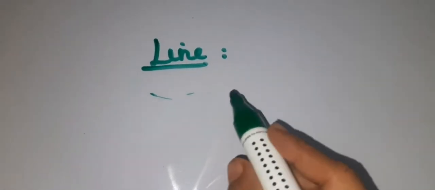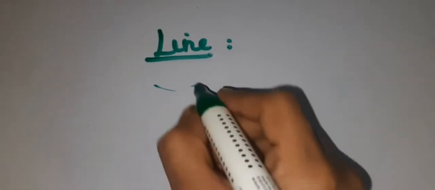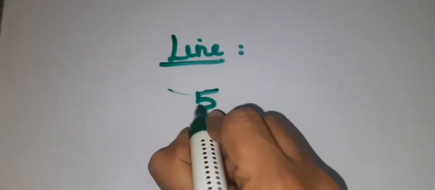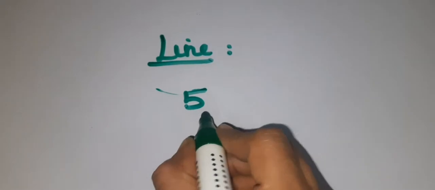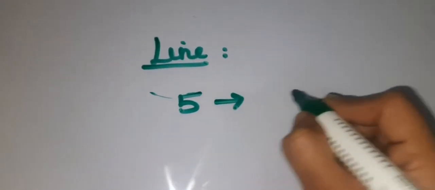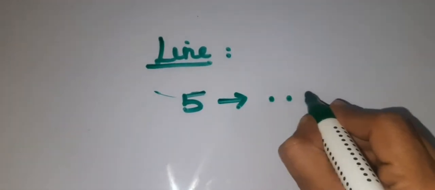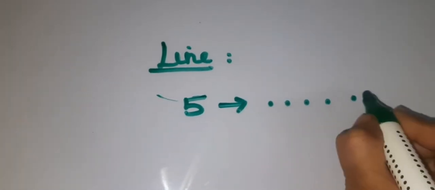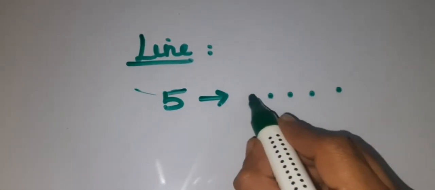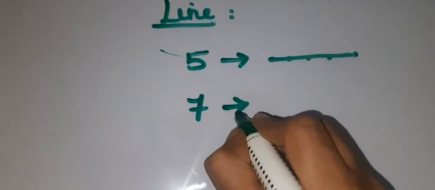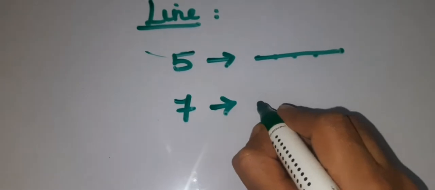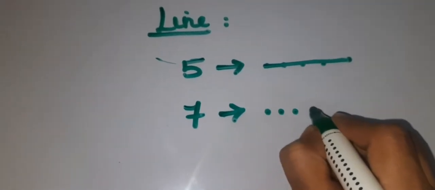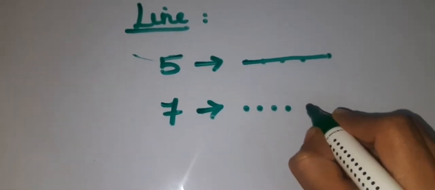To represent a whole number in dots, for the line method we use the same number of dots as the respective number. For example, to represent 5 in the line, you have to put 5 dots one after the other in a straight line, so that it forms a straight line. For 7, you have to put 7 dots one after the other in a straight line.